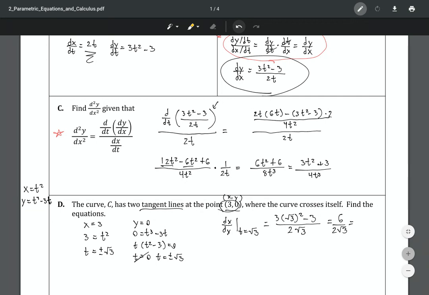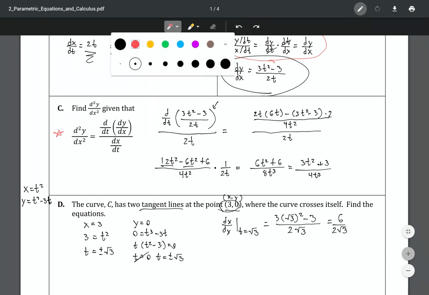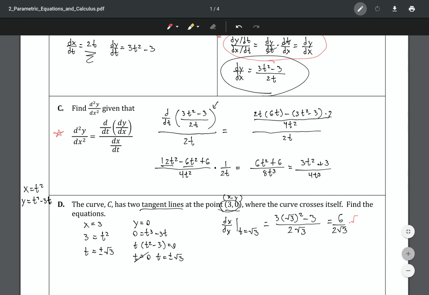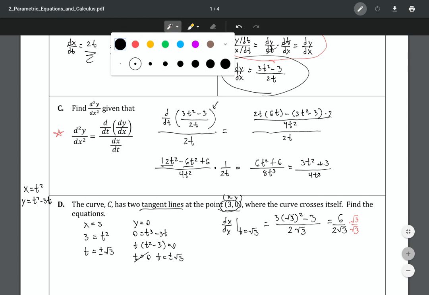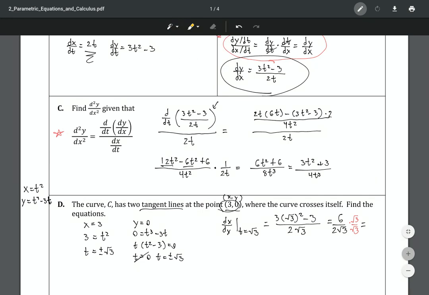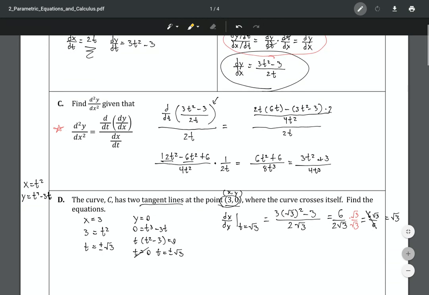And if I rationalize the denominator, that's just going to give me 6 times the square root of 3 over 6, which is the square root of 3. All right, so again, the slope at (3, 0) would be the square root of 3. So we're good there. Sorry I sort of made a mess of that question here.